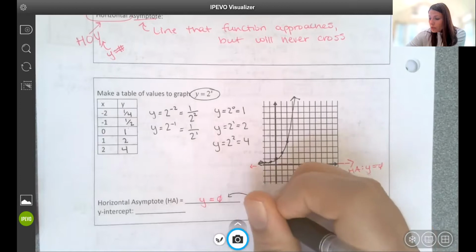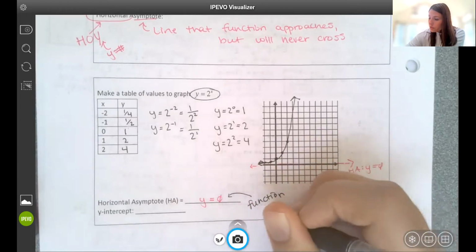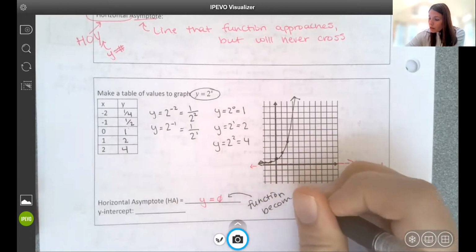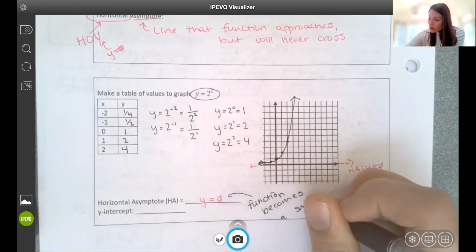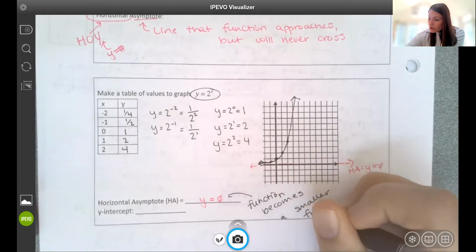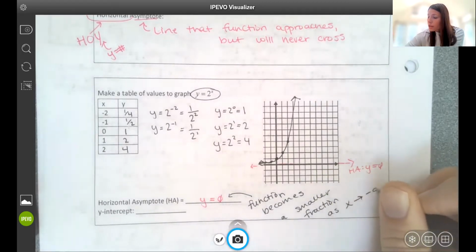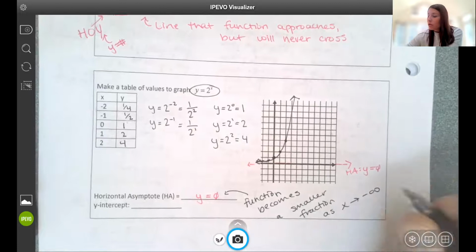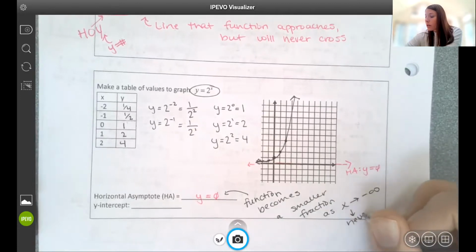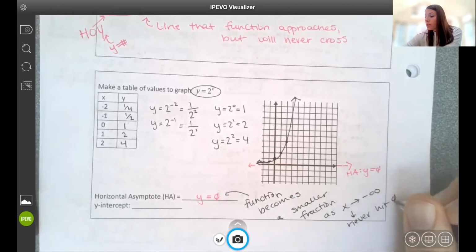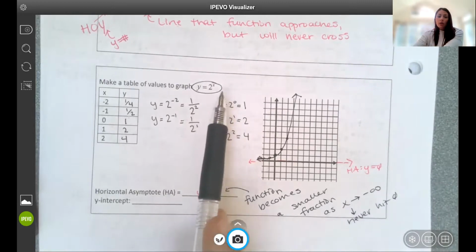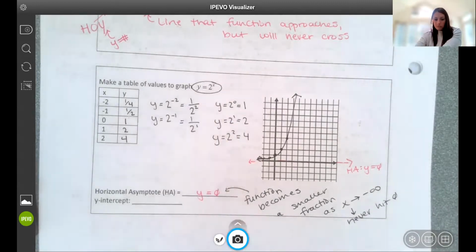Okay, so the function becomes a smaller fraction as x goes towards -infinity. As it gets more and more negative, it will never hit 0. Okay, there's no x value that I could plug in that would make my output be 0.